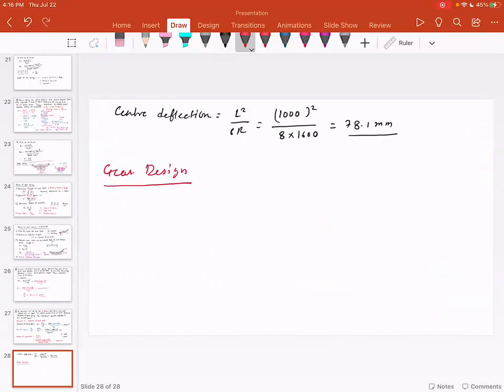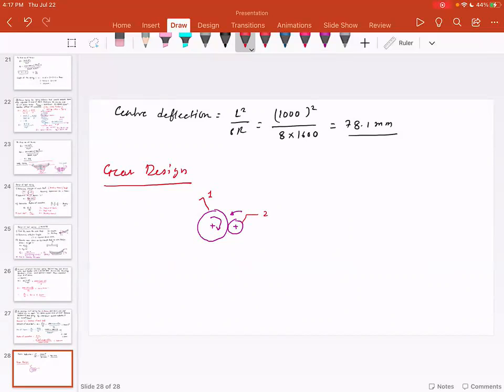But I just want to set the stage for the gear design. So think about, if you have two wheels, you have one big wheel and one small wheel. Depending upon the ratio of diameters, the speeds are going to be different, the angular speeds. So this is the big wheel. I'm going to call this wheel one. I'm going to call this wheel two.